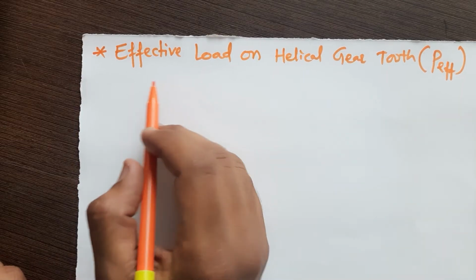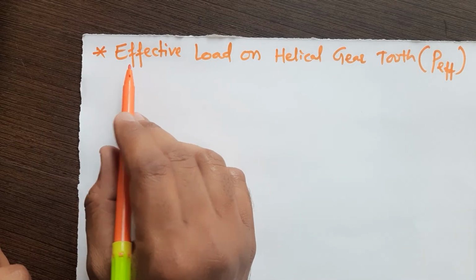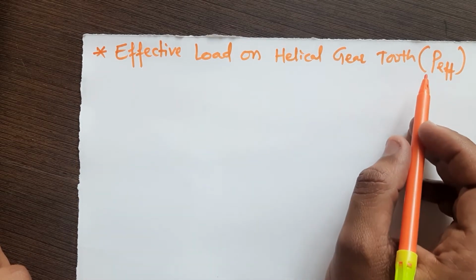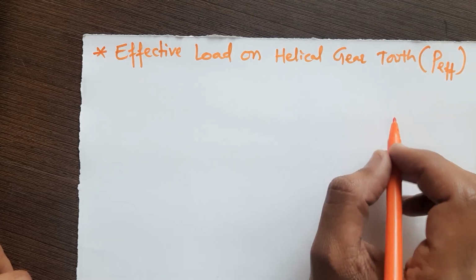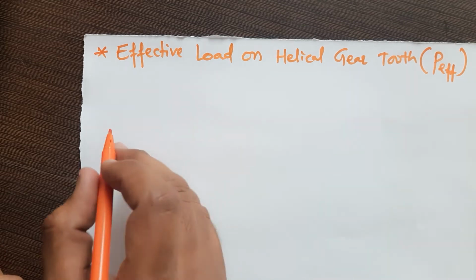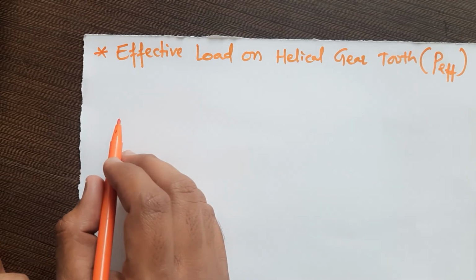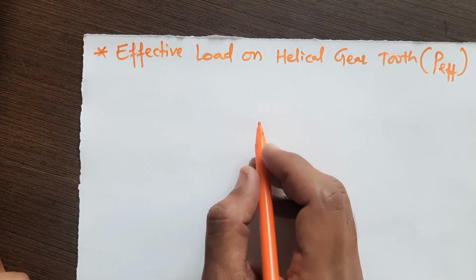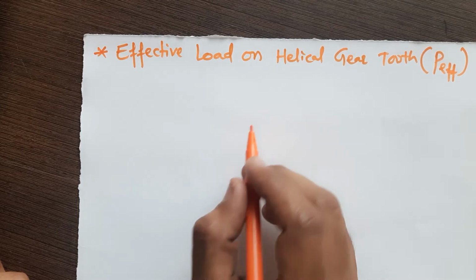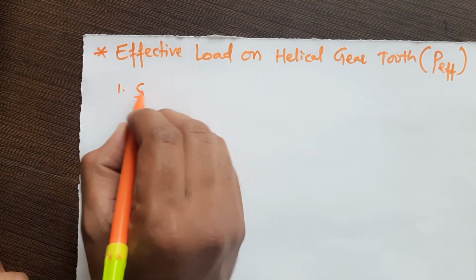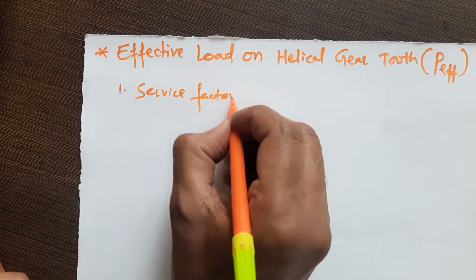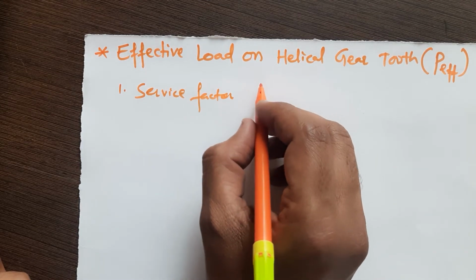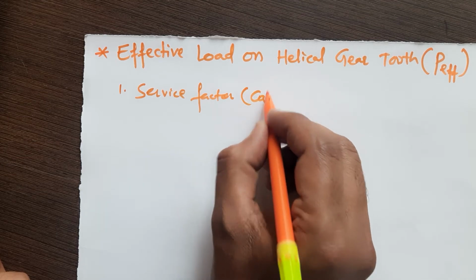Hello everyone. So here in this session we'll see effective load on helical gear tooth. So effective load is nothing but a maximum tangential force acting on the helical gear tooth. So the maximum tangential load acting on the helical gear tooth, P effective, depends on, number one, service factor. Service factor, that is nothing but CA.